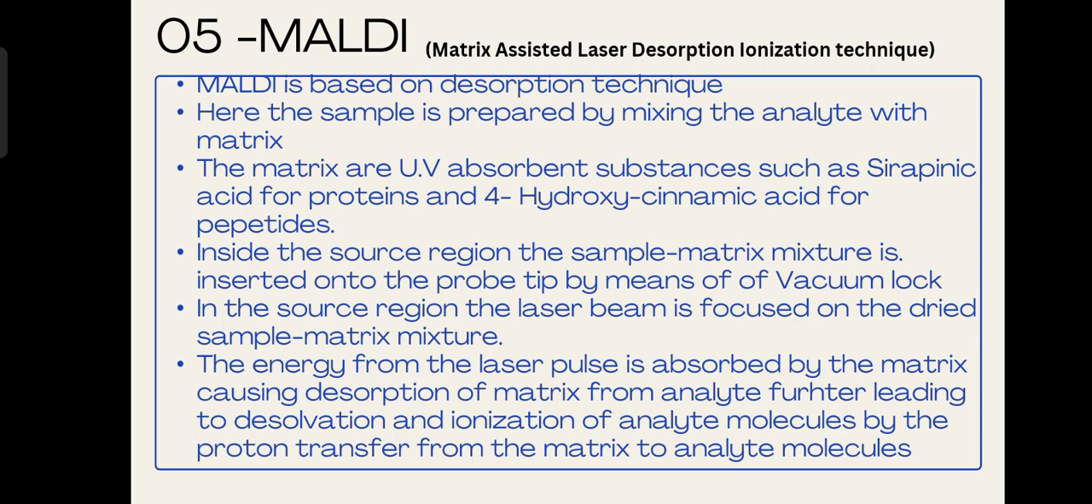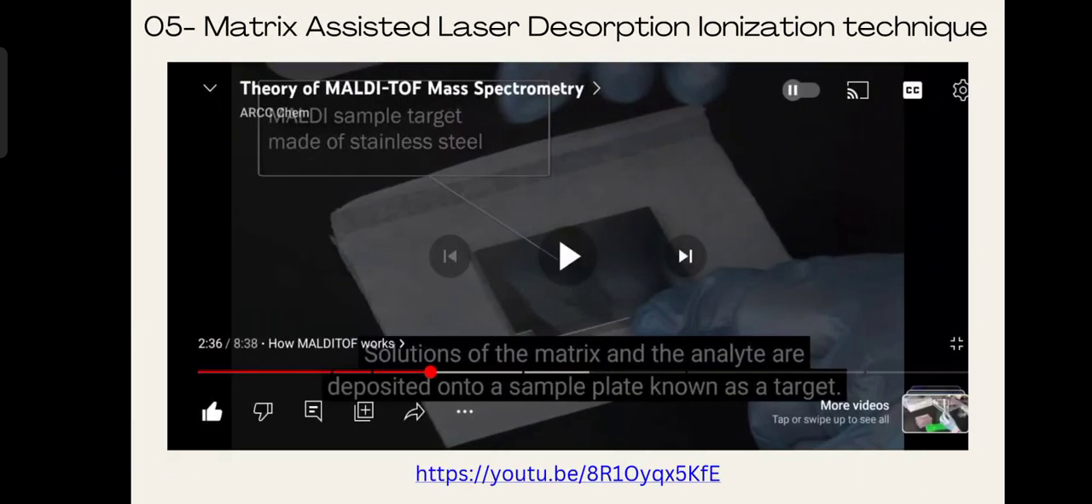Ablation means the desorption of the matrix and the analyte molecules from the probe tip, and at the same time the ionization of the analyte molecule takes place by the proton transfer from the matrix to the analyte molecules. This will result in the formation of the ionized form of the analyte, which is further accelerated to the mass analyzer for its detection. So here I will be showing a small video of how MALDI works.